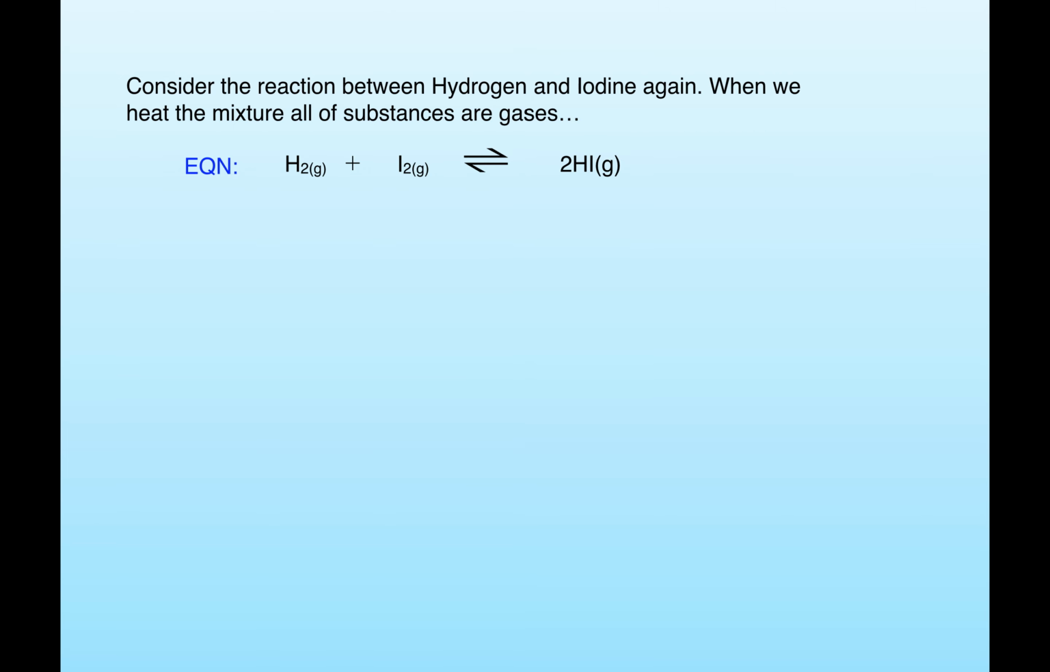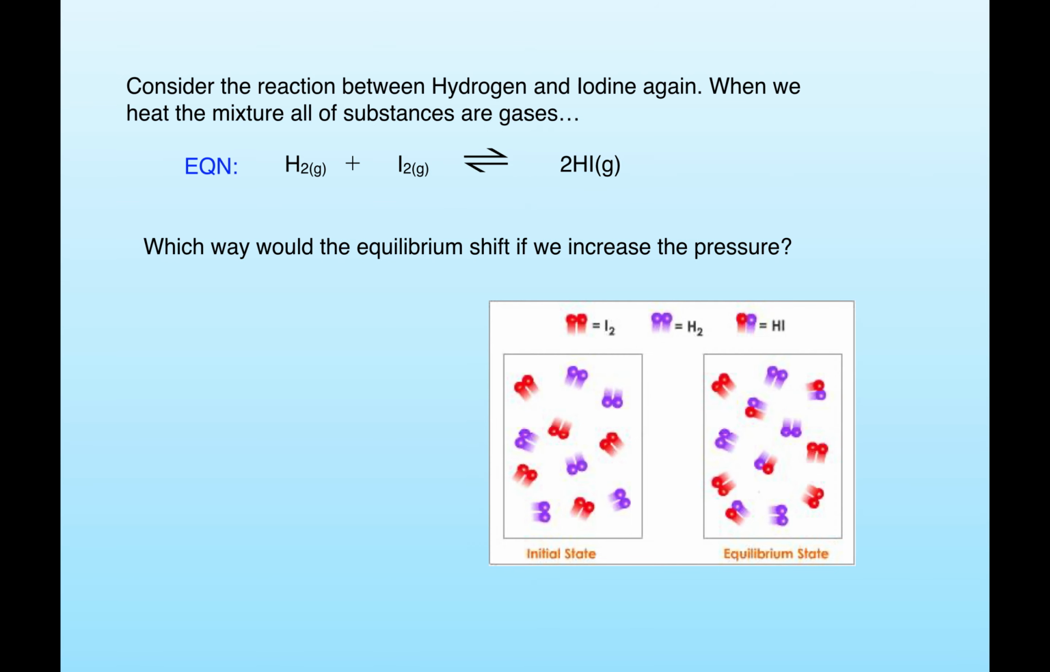If we look at the hydrogen and iodine reaction that we saw before, how many moles are on the left-hand side? 1, 2. How many moles on the right-hand side? 2. So, what would happen if we increase the pressure here? 2 moles on the left-hand side, 2 moles on the right-hand side. What will happen? Nothing. Because there's no way the equilibrium can shift in order to try and decrease the pressure again. So it's a bit of a trick question, that one, but it's worth knowing.